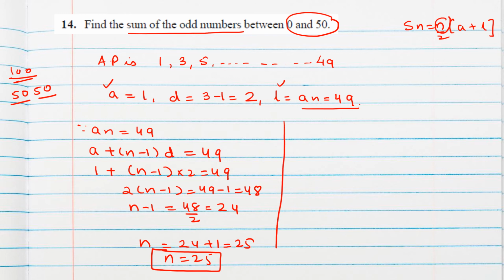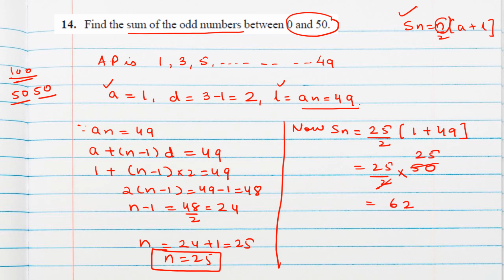Okay, now we can use this sum formula. So now Sn is n by 2, which is 25 by 2, A is 1 and L is 49. So 25 by 2 into 50 will come. So this we can cancel. So 25 square we can write as 625. Okay. So this is the sum of the odd numbers below 50, 25 odd numbers we can say.